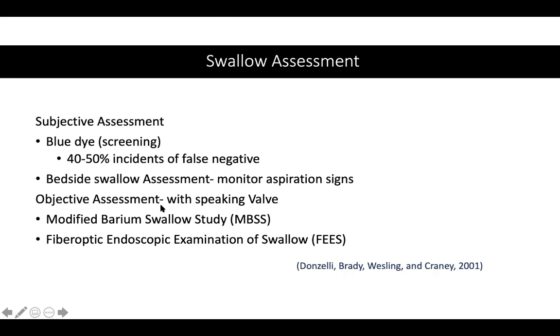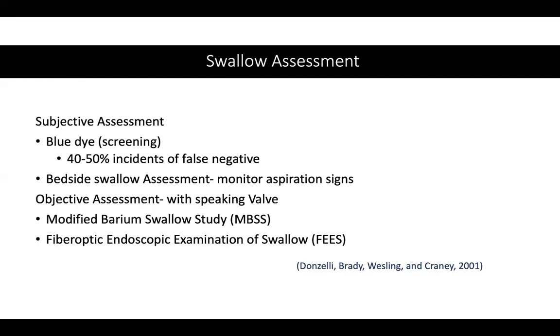And if you can do that objective assessment with a speaking valve, then great. You can do a modified barium swallow study using video fluoroscopy, where you give the patient different consistencies of barium and see if they pass on any consistency. They don't have to pass on all. They don't have to start full oral feeding. But if they can have just one consistency, puree or nectar, with their tube feeding, then at least you have restored some quality of life for that patient.